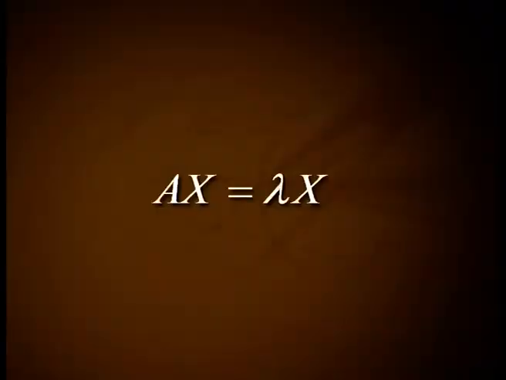Definition: let A be a square matrix over C, the field of complex numbers. A complex number lambda is called a characteristic root or eigenvalue or latent root of a matrix A if there is a non-zero column matrix X such that A X equals lambda X. The column matrix X is said to be a characteristic vector or eigenvector or latent vector of the matrix A associated with the characteristic root lambda.